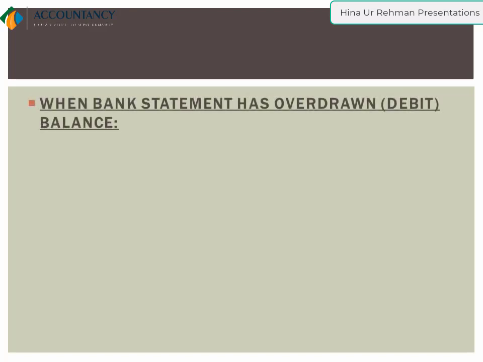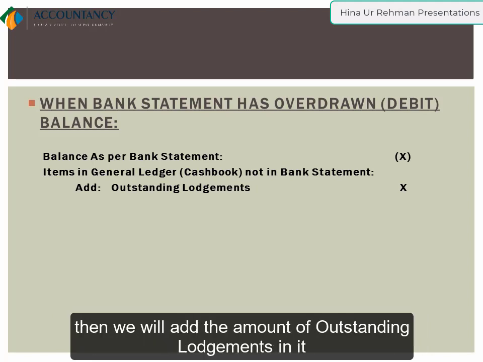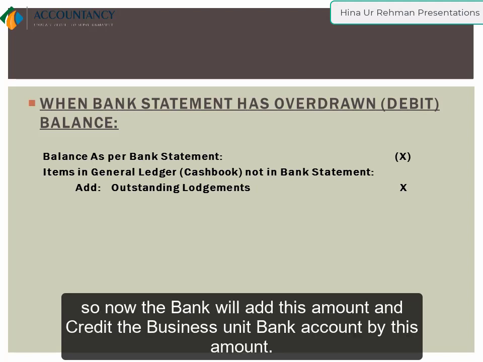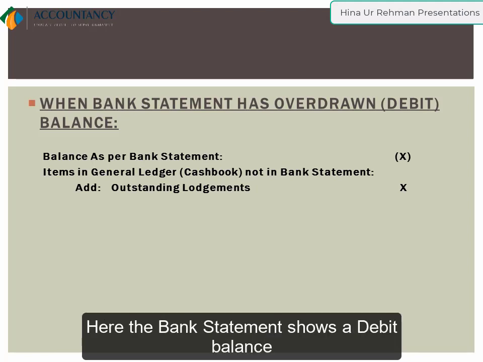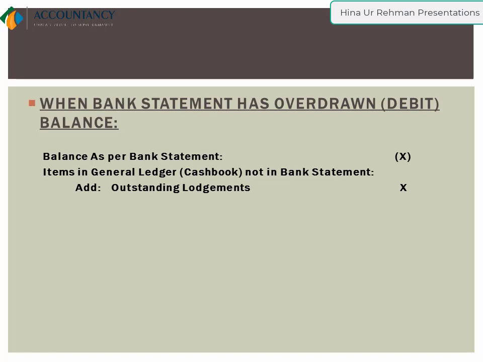When bank statement has overdrawn debit balance. If we are starting our answer by taking the overdrawn debit balance of bank statement, then we will add the amount of outstanding lodgements in it, because the business unit has already added this amount in their cash book bank account balance. So now the bank will add this amount and credit the business unit bank account by this amount. Here the bank statement shows a debit balance, so we will deduct the credit balance from the debit balance.